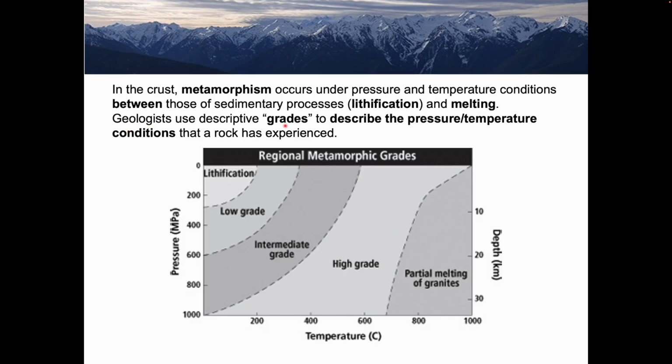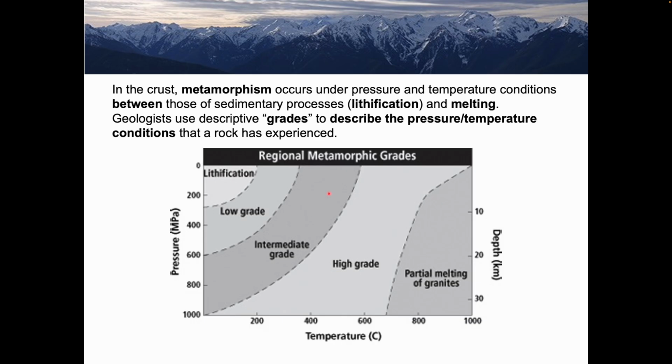Geologists use descriptive grades to describe the pressure and temperature conditions that a rock has experienced. In this chart here, we can see that the conditions a rock goes from extends from lithification, which is the process that turns regular sediments into sedimentary rock, all the way up to partial melting of rocks, forming granites.